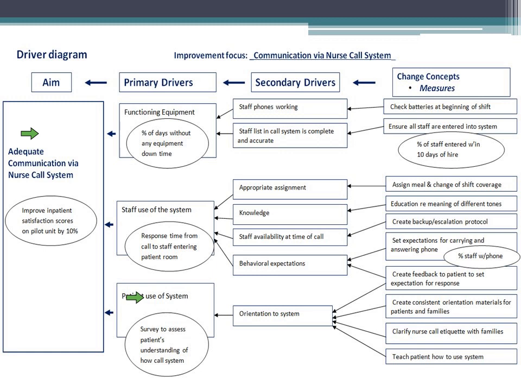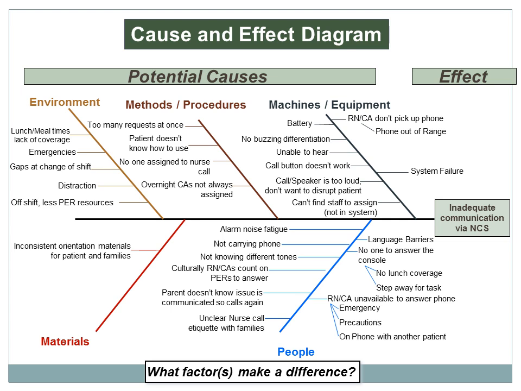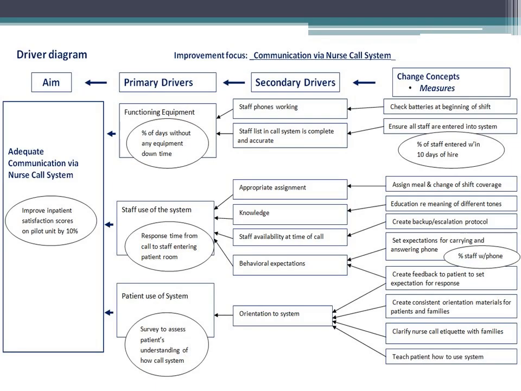You can use the main categories of the fishbone as essentially your primary drivers when we talk about equipment or people. There may not always, as I said before, be a one-to-one relationship between the change ideas and the drivers. Systems are complex, so one change might affect more than one driver.